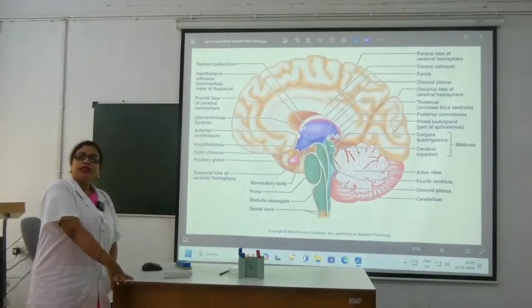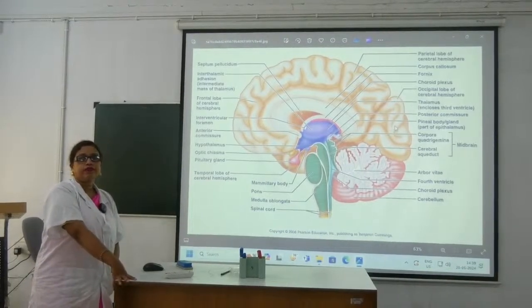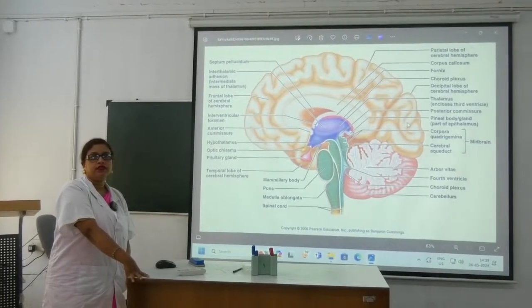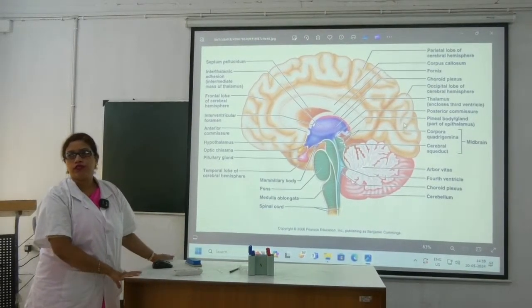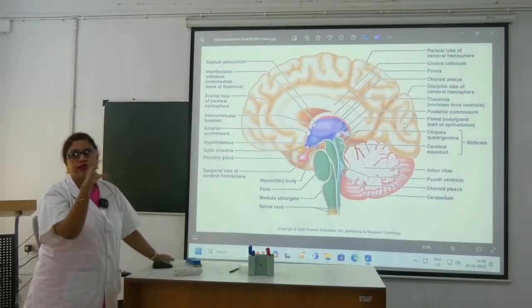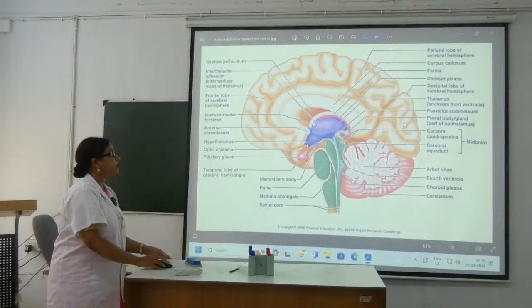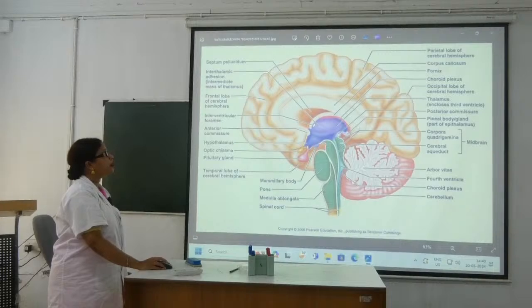Diaphragm spelling নিশ্চয়ই জানিস, diaphragmatic পুরো লেখ, diaphragmatic sellae. This sella is concerned with the sella turcica of pituitary. বুঝতে পারলি? তাহলে এটা কোন পোরশনটাকে কভার করবে? The master gland. পিটুইটারিটাকে কভার করবে. So that is known as diaphragmatic sellae. Okay. So these are the 4 dura mater you will get.